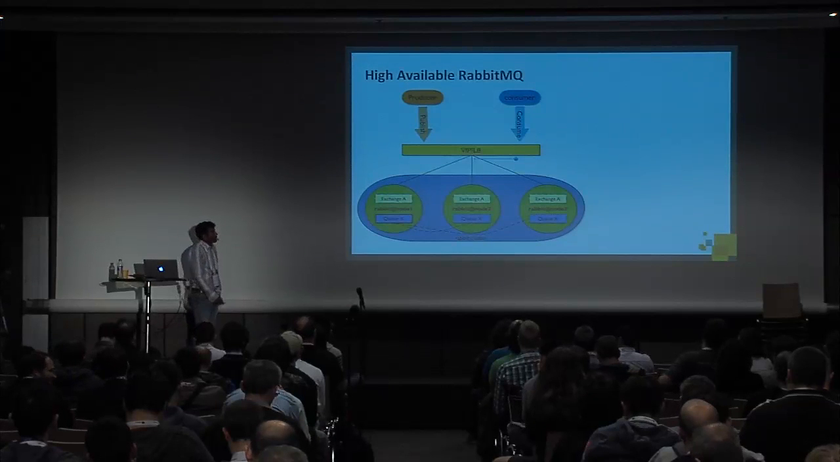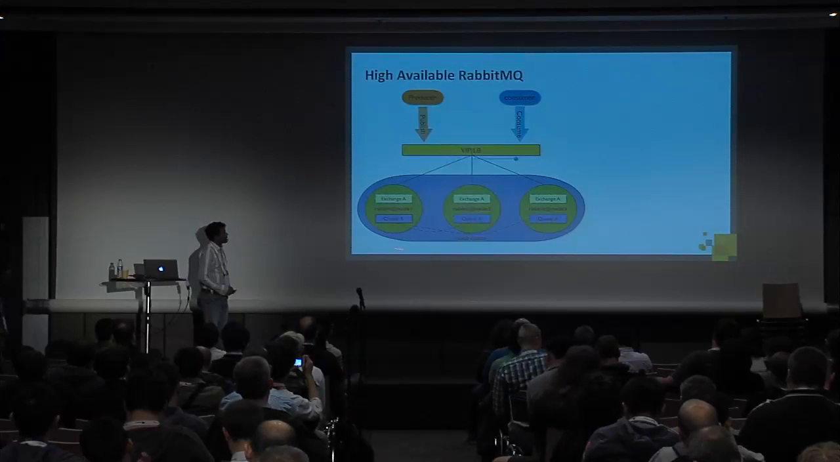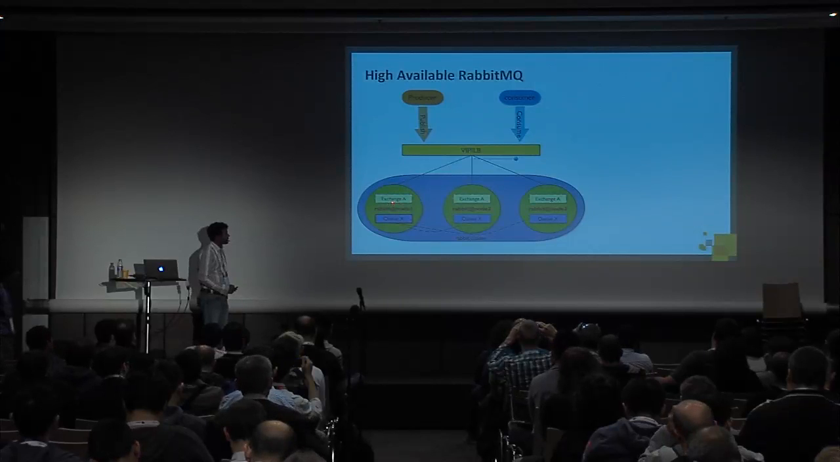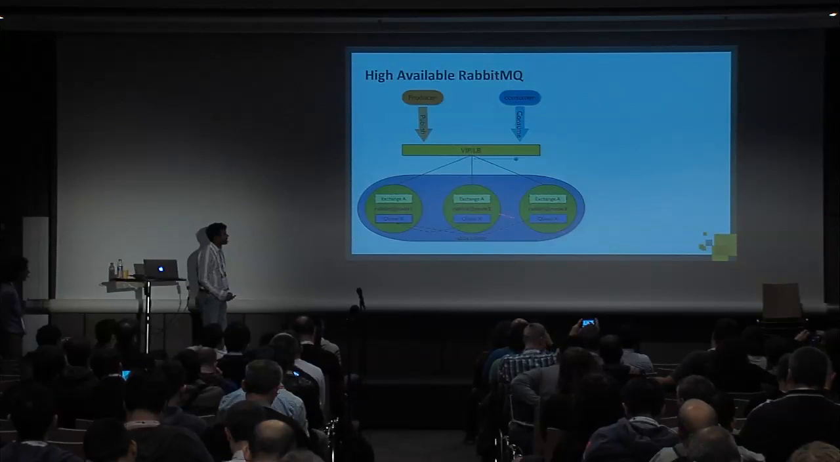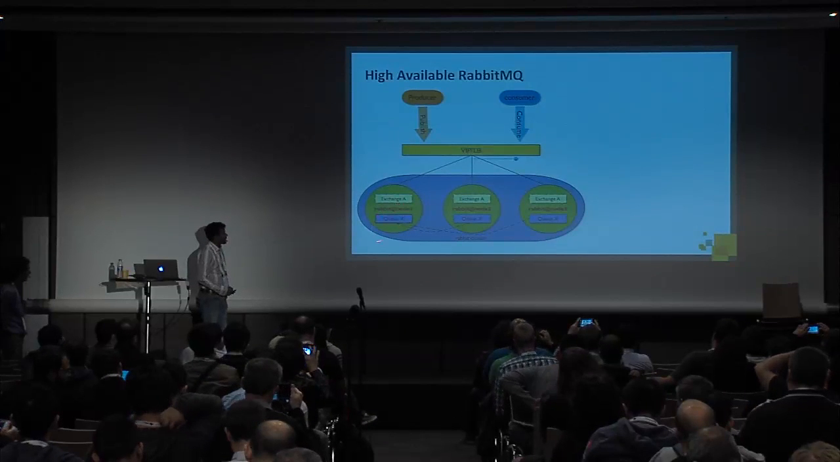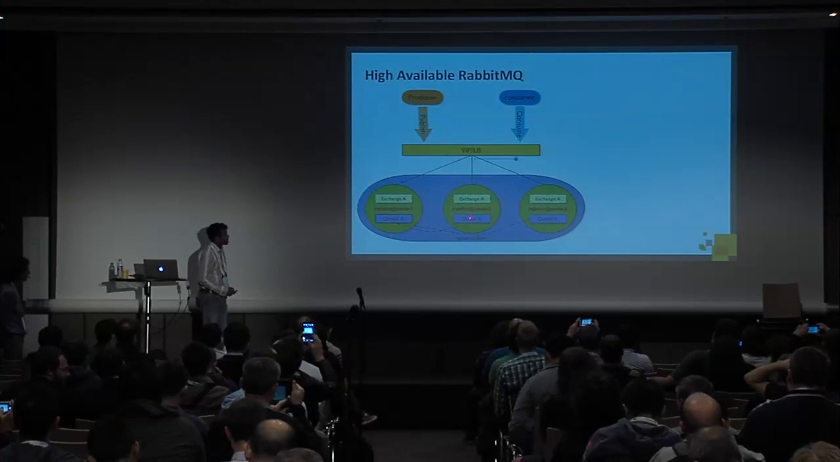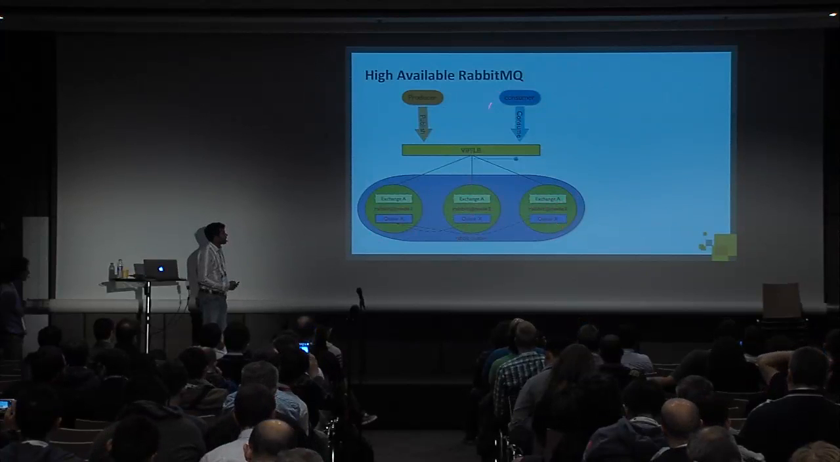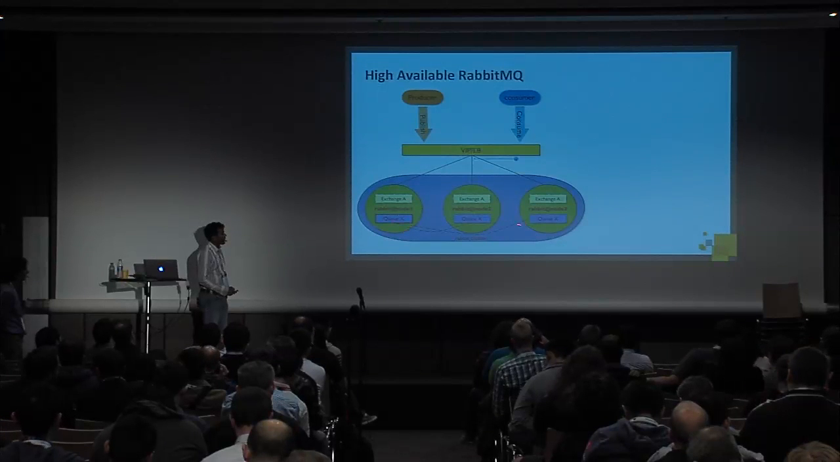So this is how our cluster looks. We have a cluster with three nodes here. The cluster automatically replicates all the exchange and its own data and maintains a local database. And we have a queue that got created in node one and got replicated here to node two and node three. And it's the same thing when a connection comes here. If you create a queue in node two, it's going to get replicated to node one and node three.